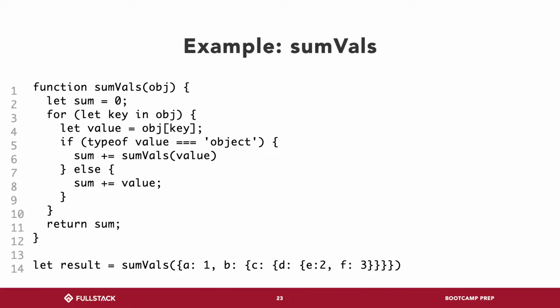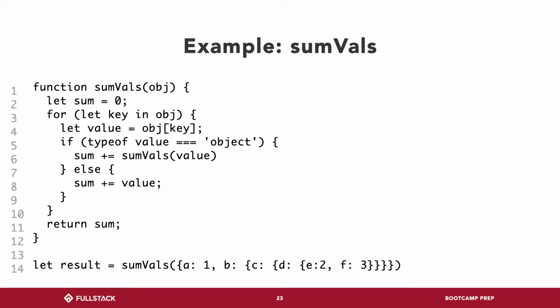No, there's two keys. A is the first key with 1, and B is the second key, which is this object. So A gets thrown in first. Its value, well, the object is being looped through, so the key is A, so obj at that key will be 1, right? That is not an object, so we don't do this, but we do this. So the sum is now 1.